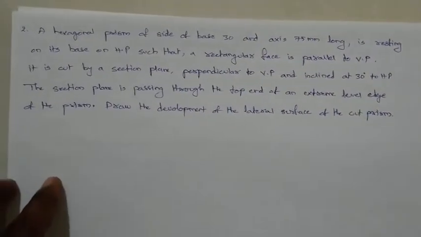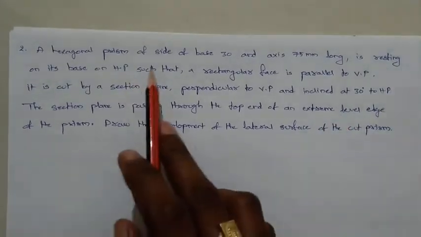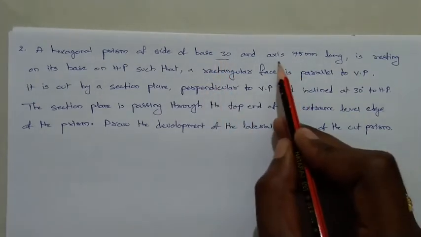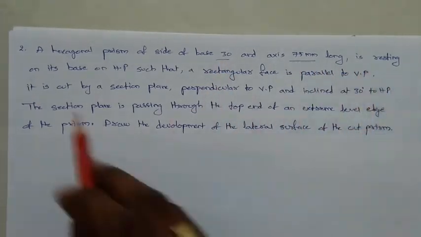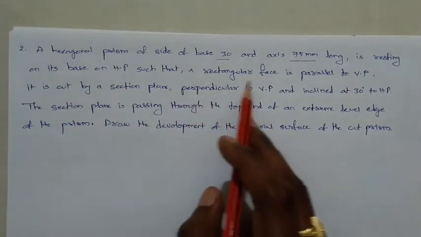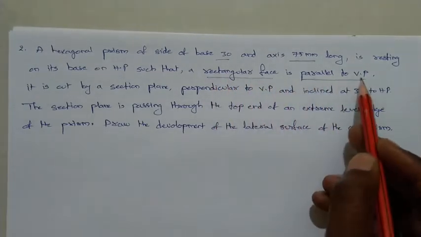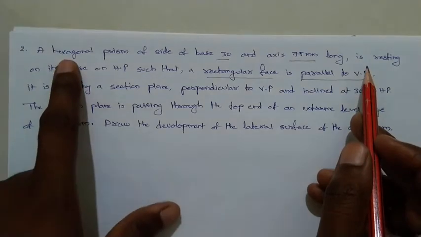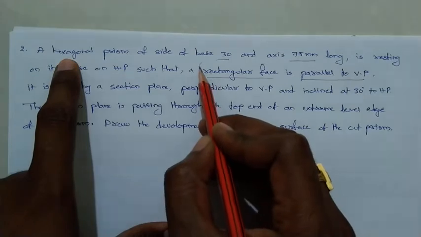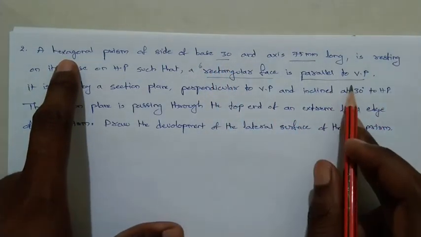And this is the question. A hexagonal prism of side 30 mm and axis 75 mm long is resting on its base on the HV, such that a rectangular face is parallel to VP. As it is a hexagonal prism, it is having 6 rectangular faces. Out of 6 rectangular faces, 1 rectangular face is parallel to VP.